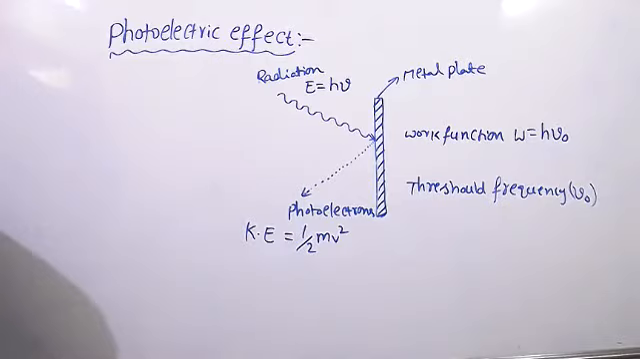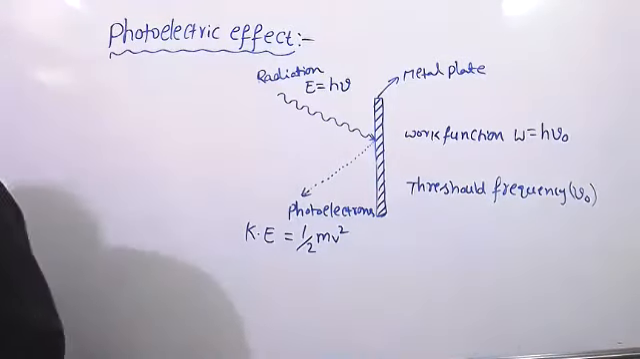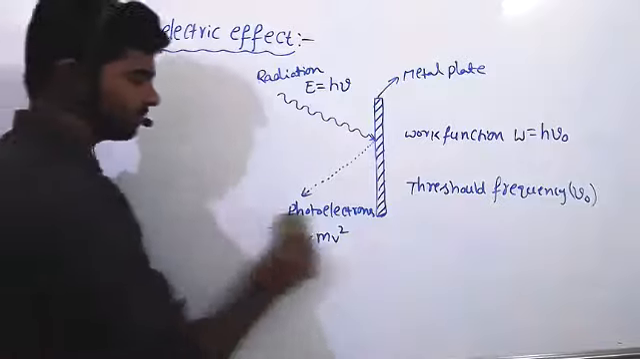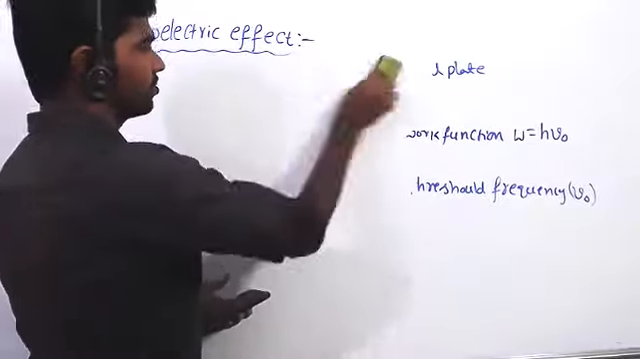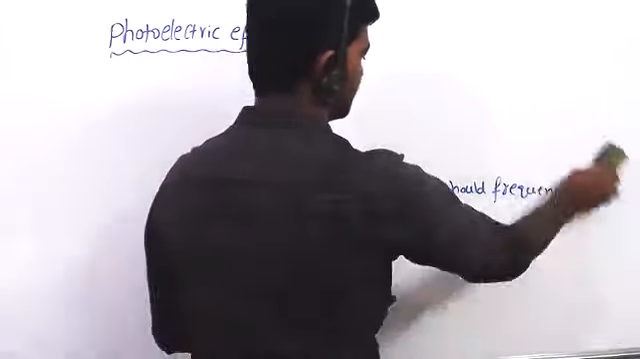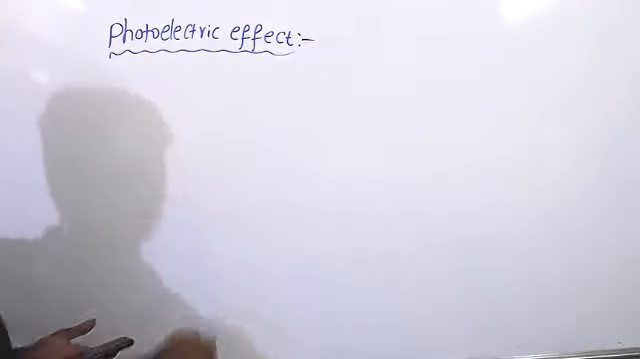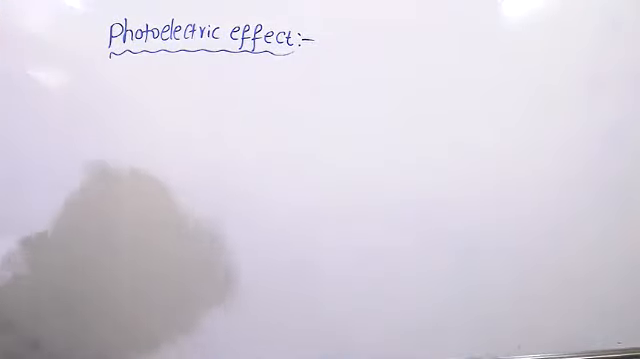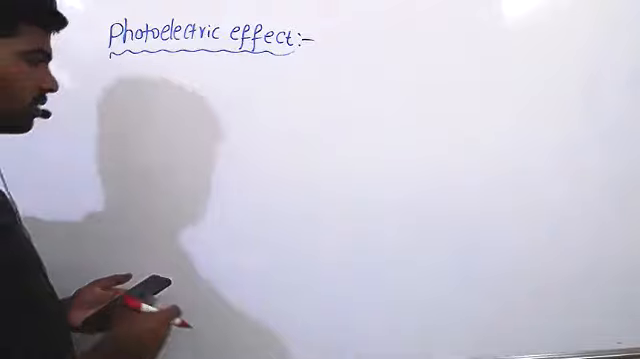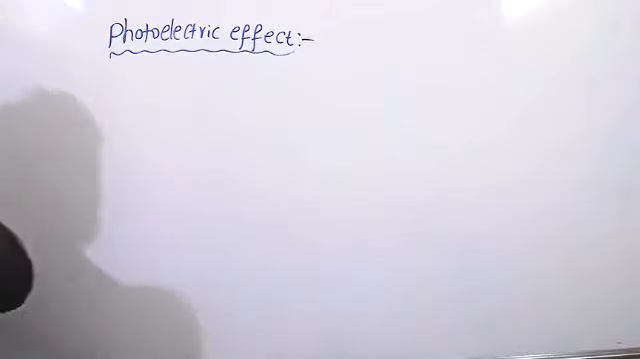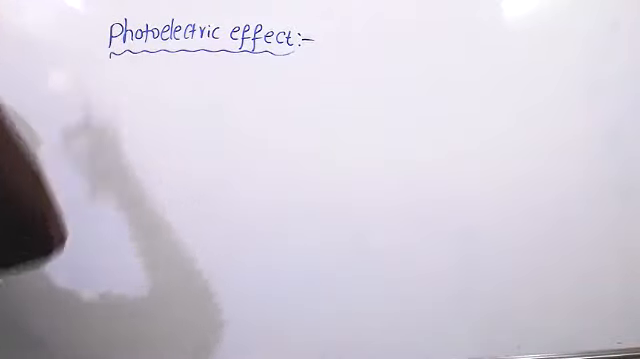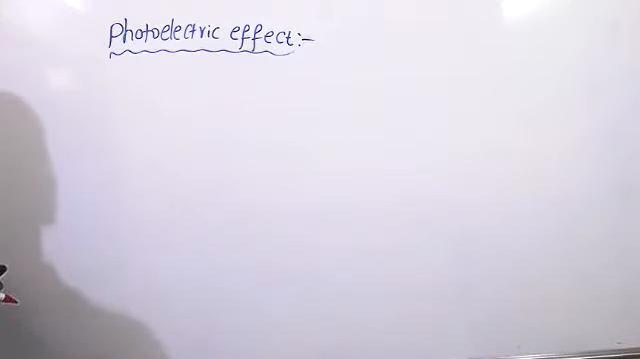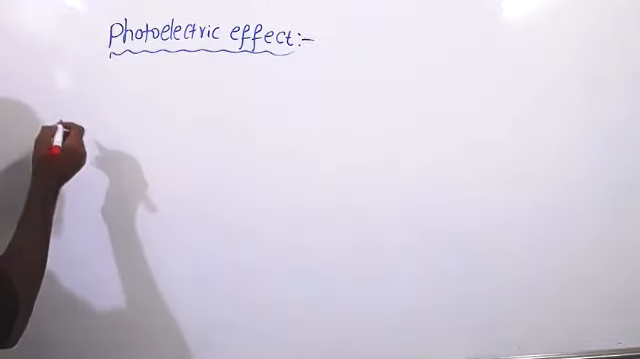Done, sir. Now write what is the photoelectric effect: definition, then formulas. What was the formula written under photoelectrons? That is only kinetic energy. Kinetic energy K is equal to half mv square. Now the definition.